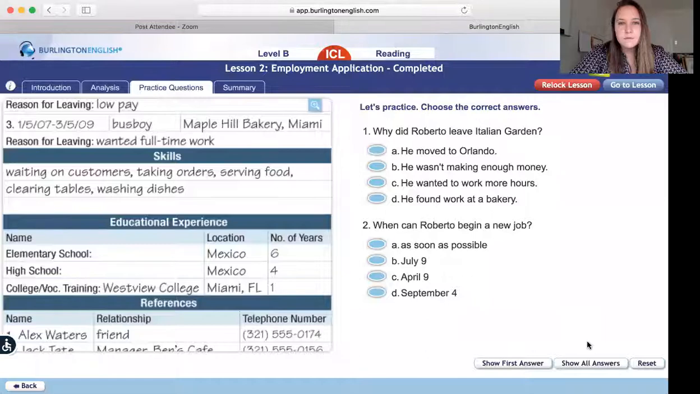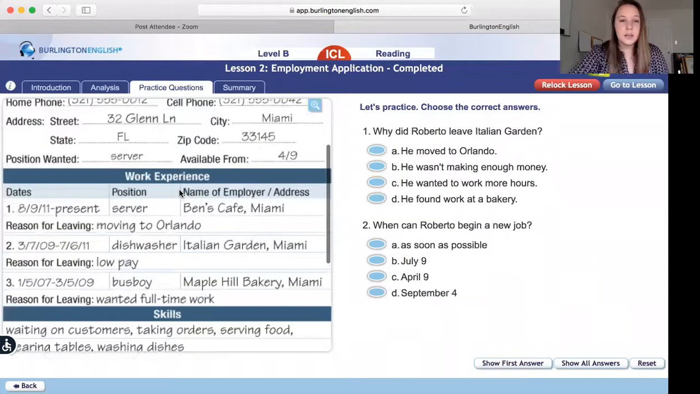We are going to be using Burlington English to talk about this. Those of you who have used it before are probably very familiar with it. Those of you who haven't, it is a program that we are going to be using to practice for the CASAS, and we're also going to be using it in class. But today we're going to look at it from a CASAS perspective. So let me go ahead and share my screen. There we go. Okay.